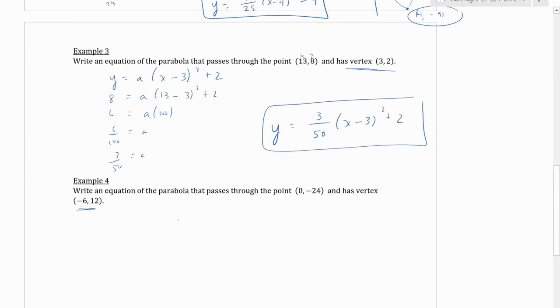Vertex (-6, 12). So I'm going to go 6 places to the left and up 12. y is -24 when x is 0. If I subtract 12 from both sides, 6 squared is 36. a is -1. So put a -1 out in front of there. That's just the opposite of.